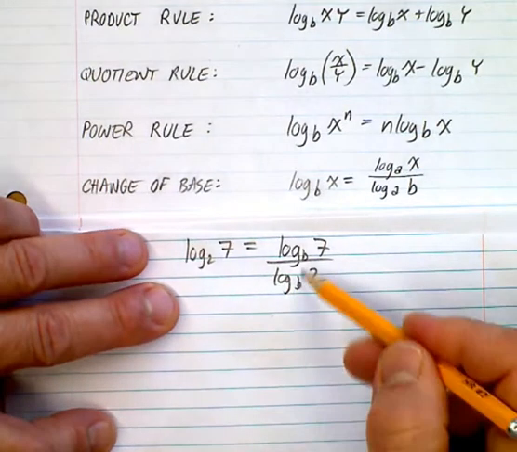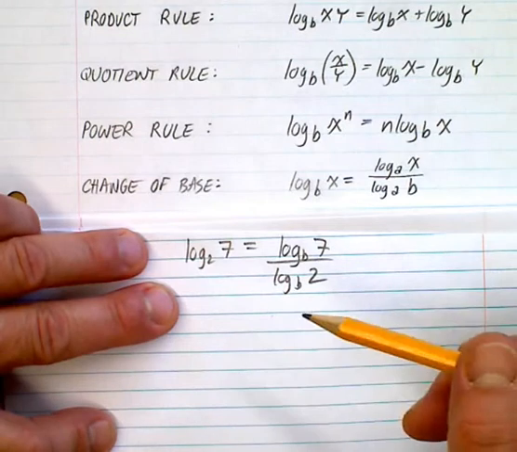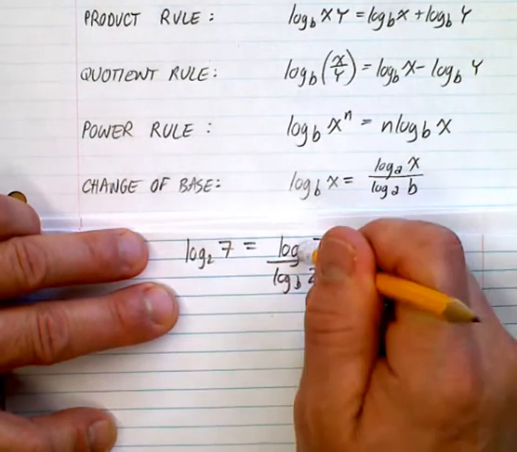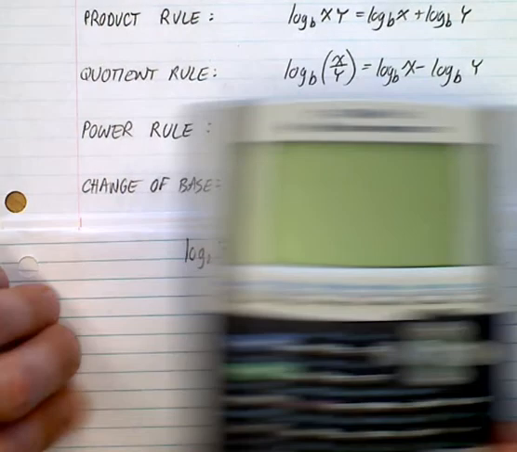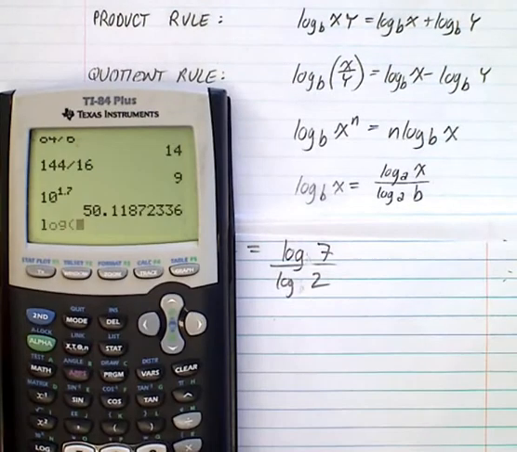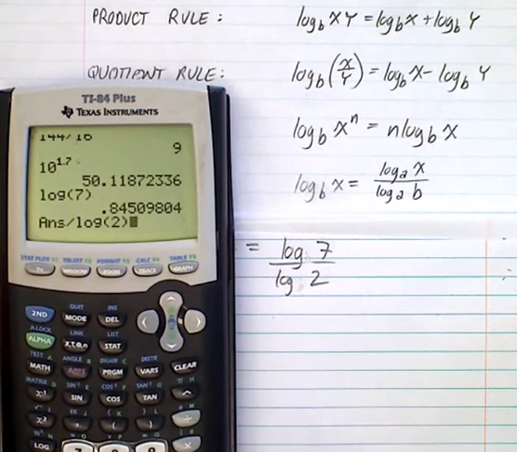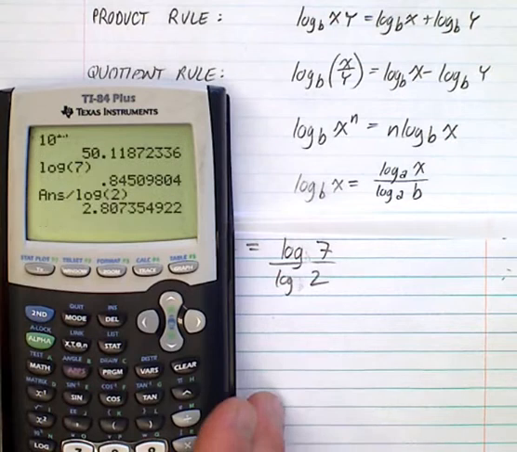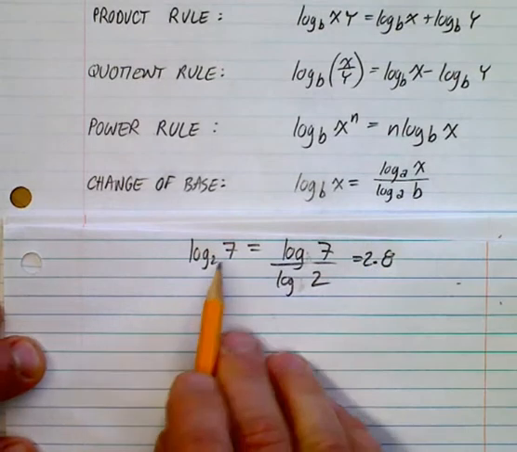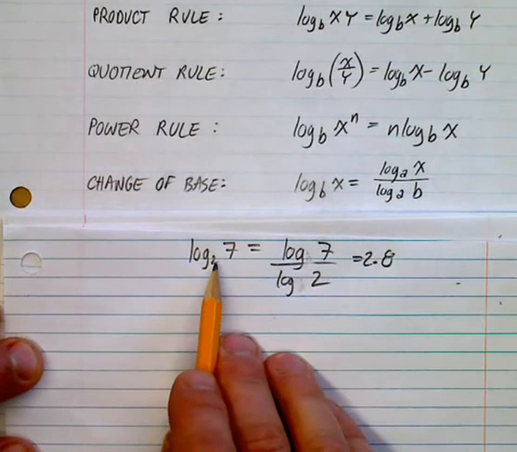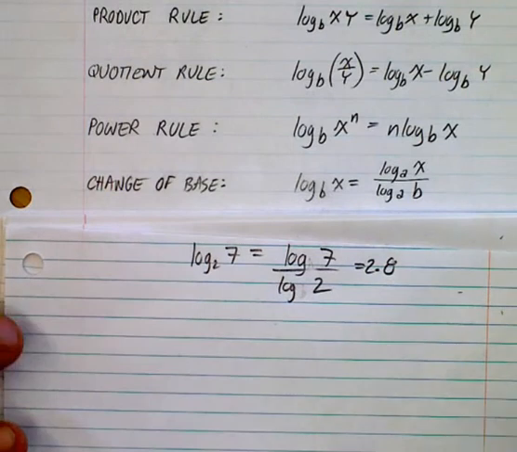Now I can choose any base here. You can convert it to any base. What we like to do is convert it to base 10, so then I can just do it on my calculator. Then I just end up going log 7, enter, divided by log 2, and you end up with an answer like 2.8. So you can solve these things by changing the base to base 10, which is what you want to deal with on your calculators. And we'll deal with natural logs too.